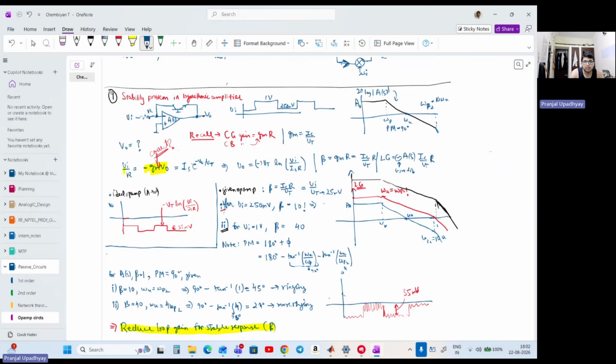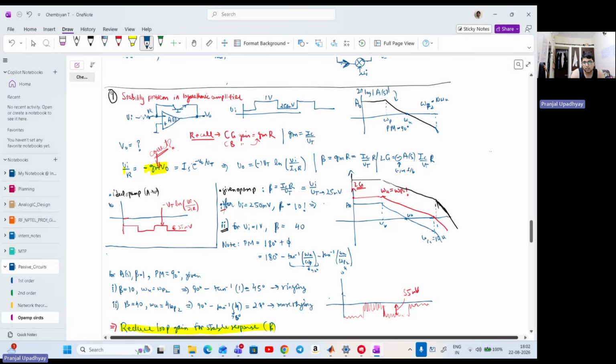So for one particular input, that is 1 volt, beta is 40, which implies the system becomes more unstable. And for lower input, the system is more stable, right? What this implies is that for this kind of input, the output should look like this: for 250 millivolt the ringing is less, and for 1 volt there is more ringing, right?